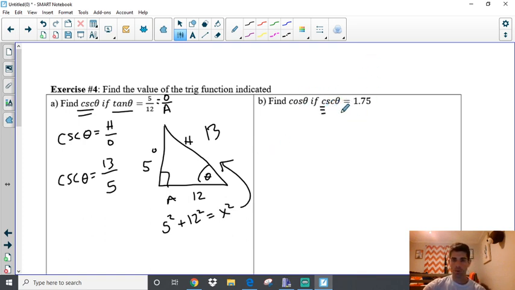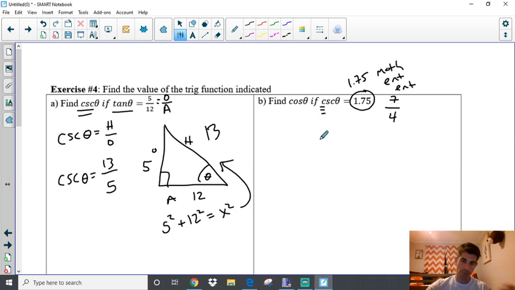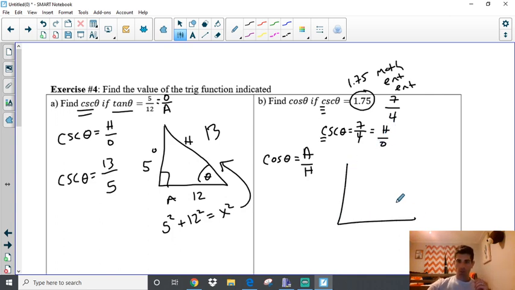Okay, so now here they're giving me the cosecant to be 1.75. Easiest thing to do, put 1.75 in your calculator, hit math, enter, enter, and that's going to give you 7 over 4. So we're creating the fraction from the decimal, okay? So what they gave me was cosecant theta is 7 over 4. They want the cosine of theta, which is adjacent over hypotenuse. Cosecant comes from sine, which is H over O. Here it is, theta, so the H is 7 and the O is 4, okay?